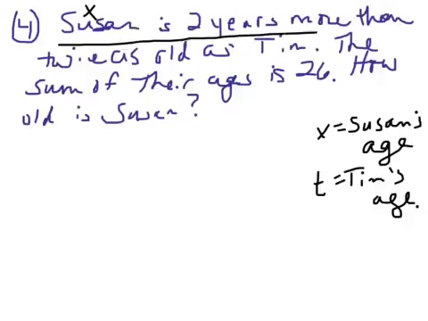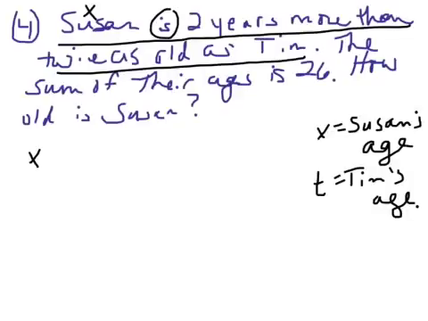So let's do this first one. Susan, which is X, means equal. Susan is 2 years more than. What does 2 years more than mean? I'm going to add 2 to something. I don't know what it is, so I'm going to leave a space for it. She's 2 years more than twice as old as Tim. You kind of got to say it that way, right? If she's twice as old as Tim and Tim is T, it's going to be 2T, isn't it? Twice means multiply by 2. So we got that equation.